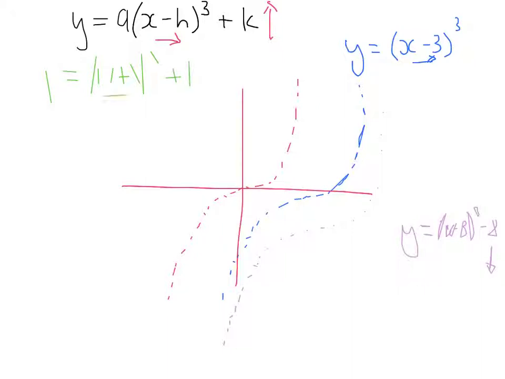That is going to shift it to the left by 2, and it'll shift it up by 3. So we go to the left by 2 and up by 3. This is where the centre of the graph is going to be, so this will be a graph that looks something like that.